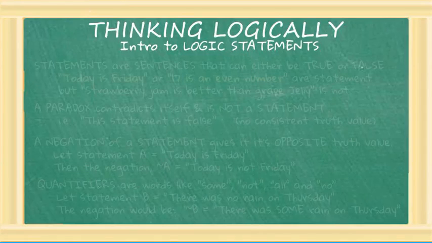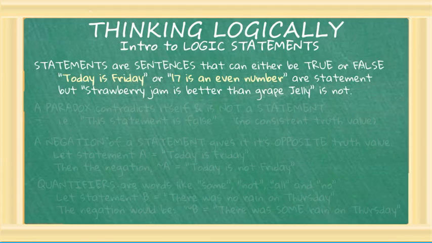Okay, in chapter 3, we're going to talk about thinking logically or working with logic statements. These are statements or sentences that can either be true or false, but they have to be one or the other. Like today is Friday. Either it is or it isn't. 17 is an even number. That's either true or false.